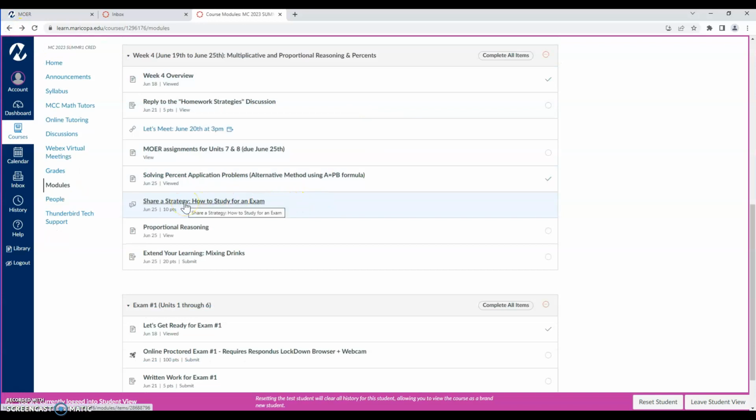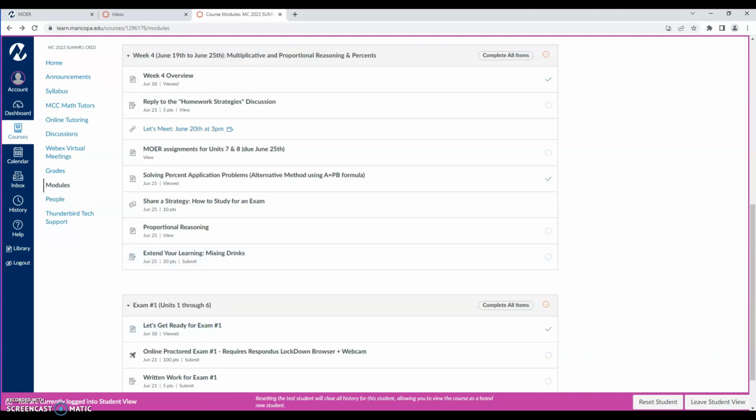Then we have another discussion board by Sunday night, how to study for an exam. So that'll be some tips and tricks for how to prepare for an upcoming exam. And then the extend your learning assignment, you want to view the content page about proportional reasoning first. Then you're ready to complete the next extend your learning assignment, which is called mixing drinks. So that's something to look forward to. Kind of a fun activity for this week. So that's it. If you have any questions, please reach out to me.